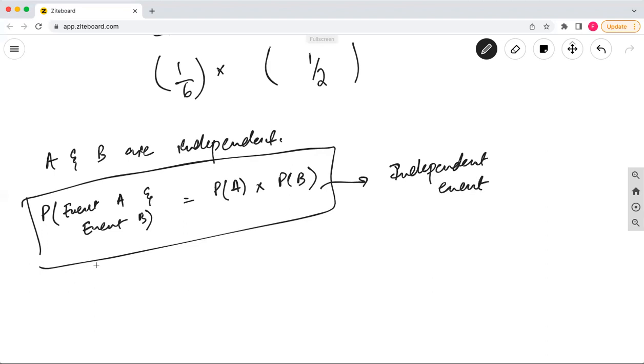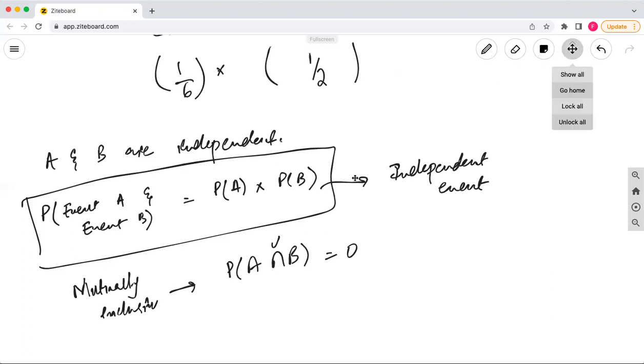And just like we discussed mutually exclusive events earlier, for that the probability of A and B, this sign is usually called intersection, is 0 because there is no overlap, right? So this was the idea about independent events.